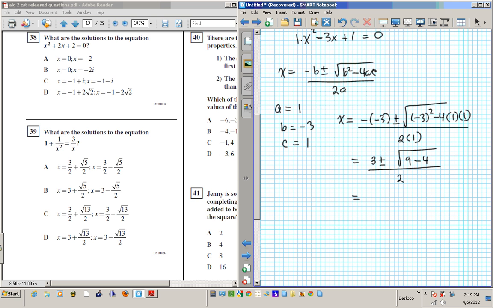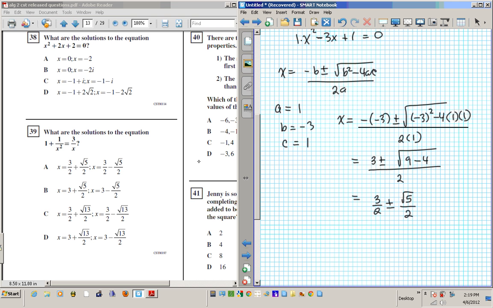So let's split it apart. It's going to be 3 over 2 plus or minus the square root of 9 minus 4, which is the square root of 5, over 2. Hopefully I didn't confuse anybody here. So 9 minus 4 is 5, and then that's 3 over 2. So I just split it apart. Do we have an answer yet?